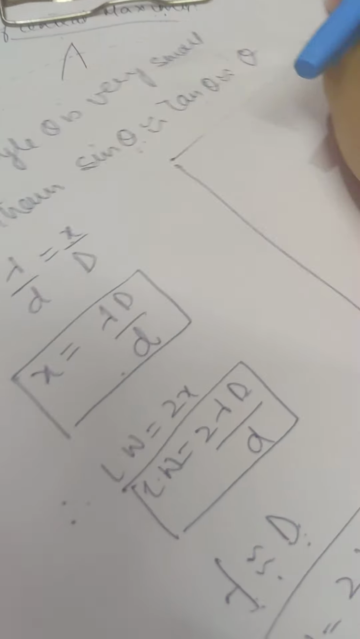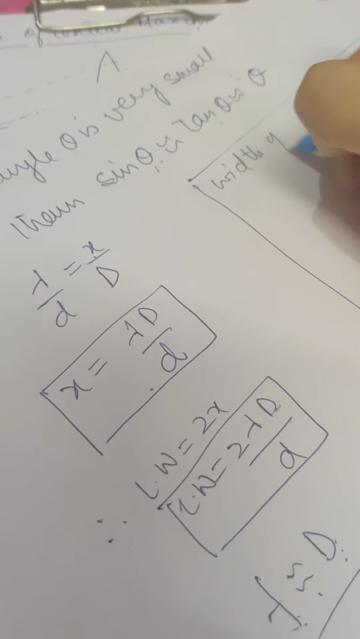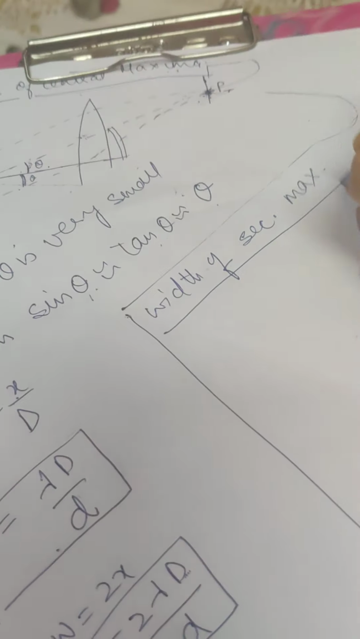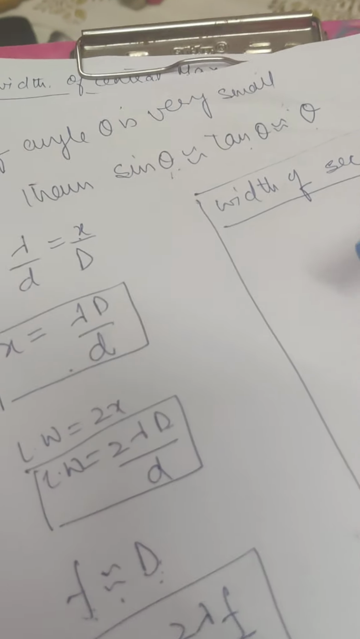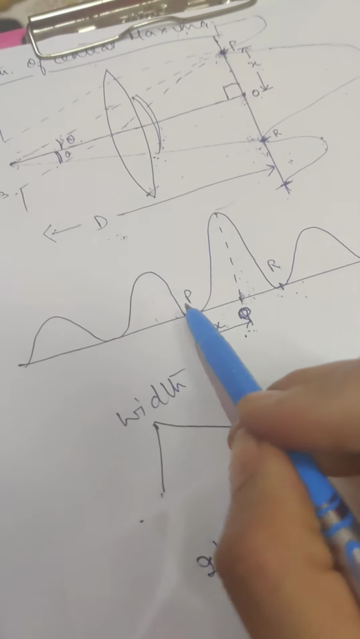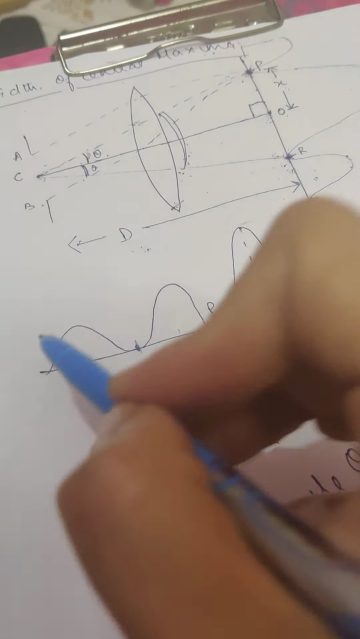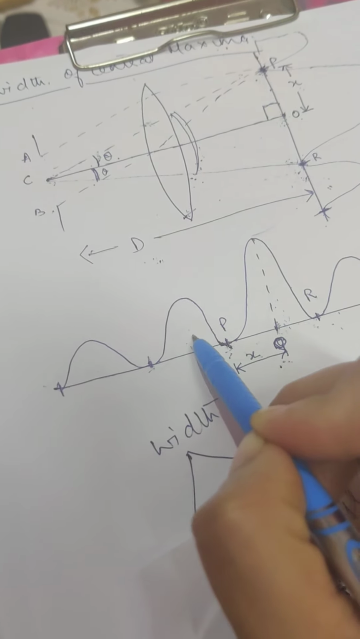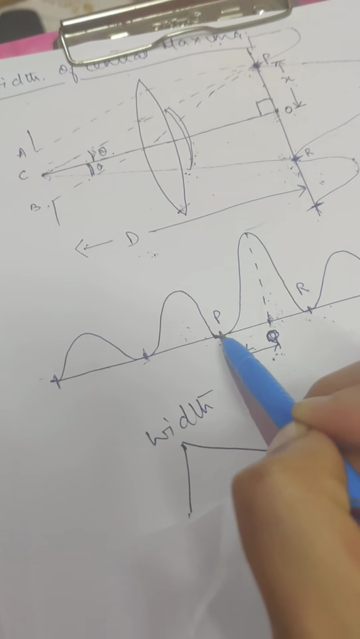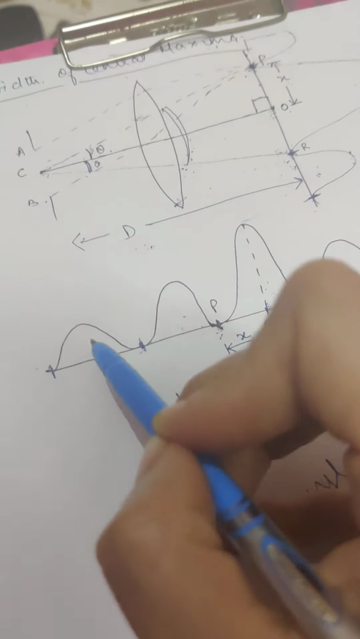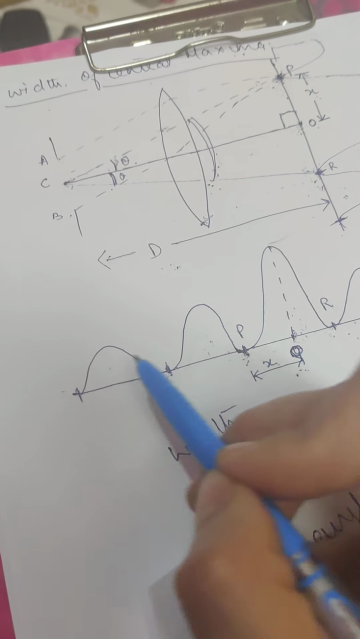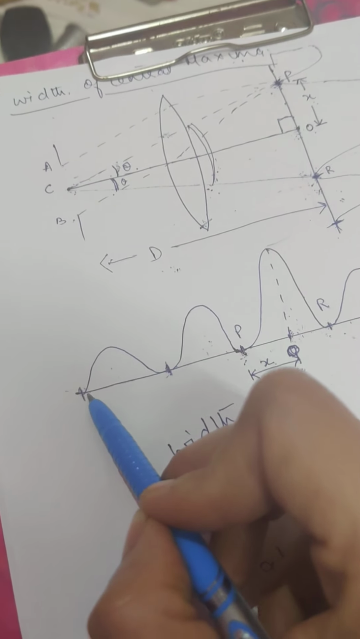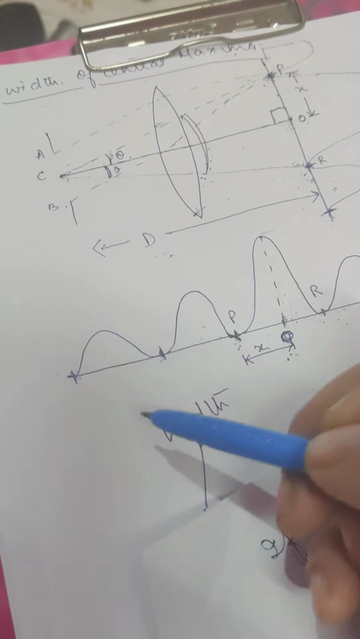Now I am considering the general case, the width of secondary maxima. We calculated the width of central maxima. Now I am going to calculate the width of these secondary maximas. We get the maximas between two minimas. I get the first secondary maxima between the first secondary minima and the second secondary minima, and similarly I get the second secondary maxima between these minimas. This is my second minima and this is my third minima.